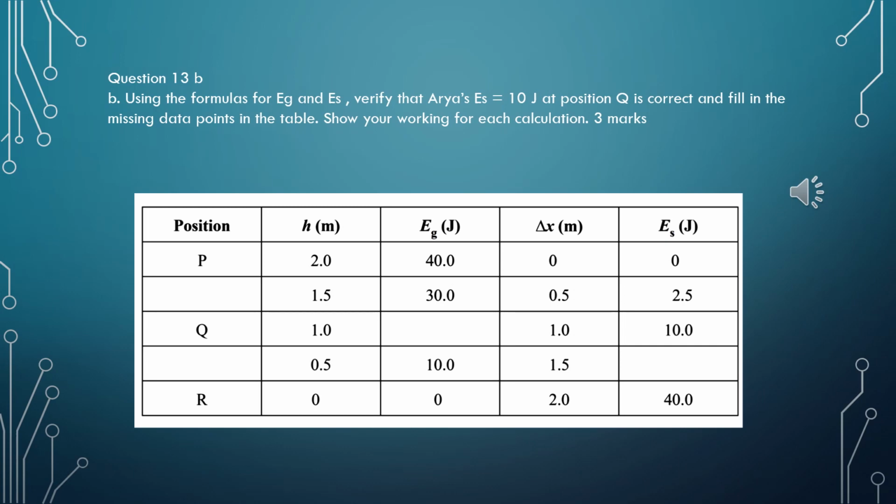Using the formulas for EG and ES, verify that Arya's ES equals 10 J at position Q is correct and fill in the missing data points in the table. Step by step, calculate all values and fill them in the table one by one. 1 mark is awarded for each value.